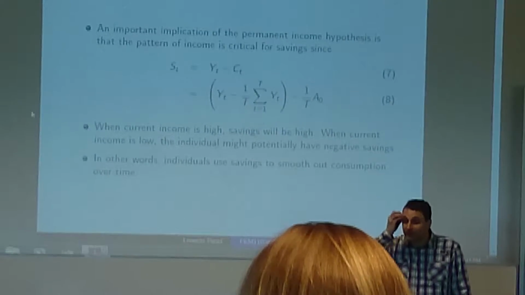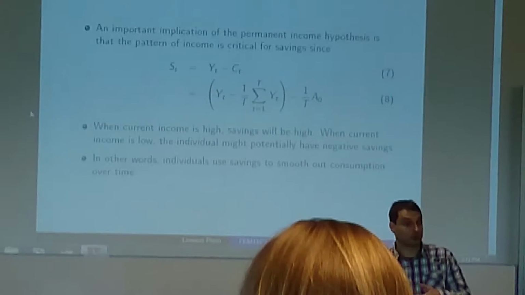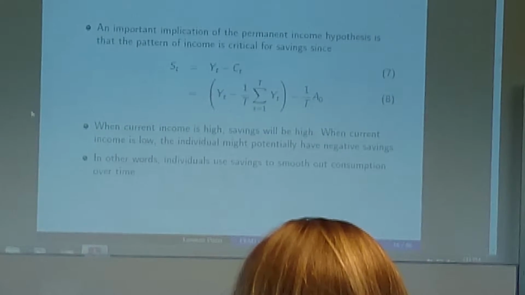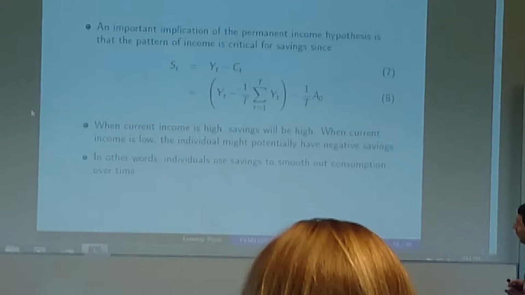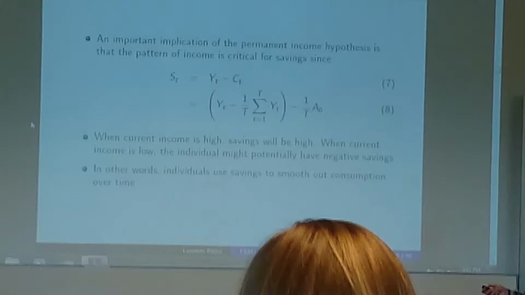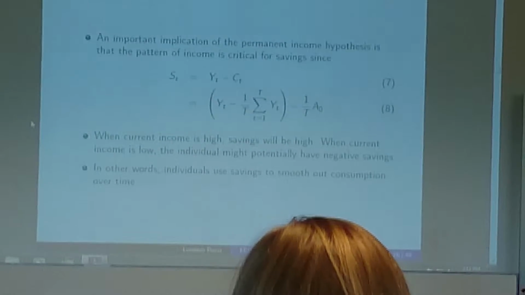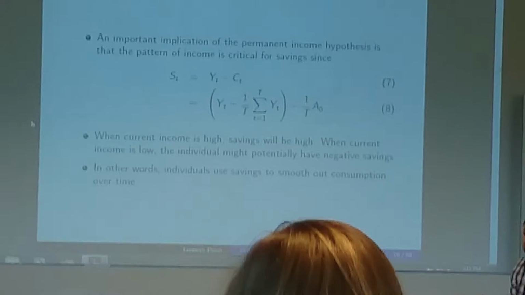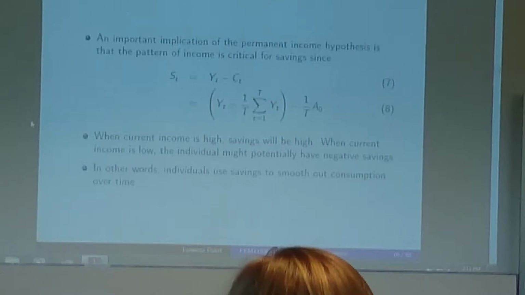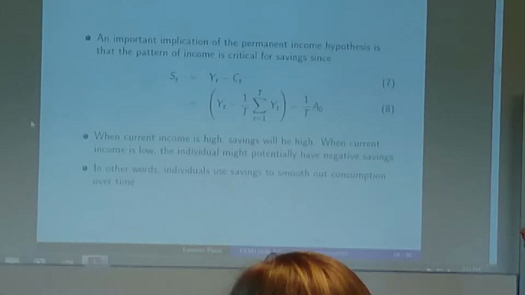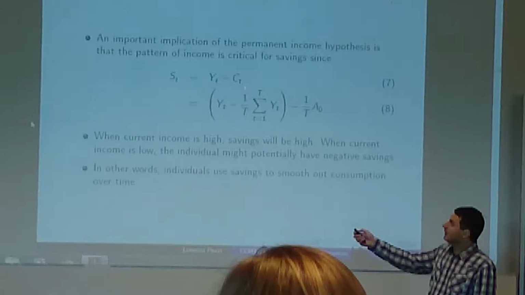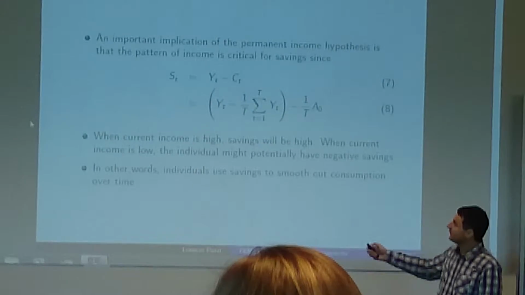Now, another implication of the theory. Because we're interested in consumption, its counterpart is saving. Well, saving is always equal to current income minus consumption. That's always true. What you don't consume, you save. Income minus consumption. Well, consumption equals permanent income, so you can write saving as this.